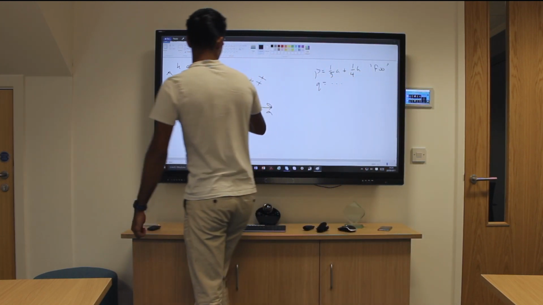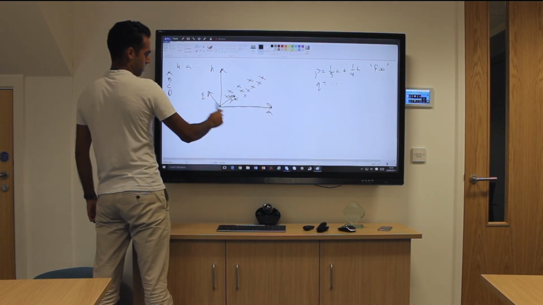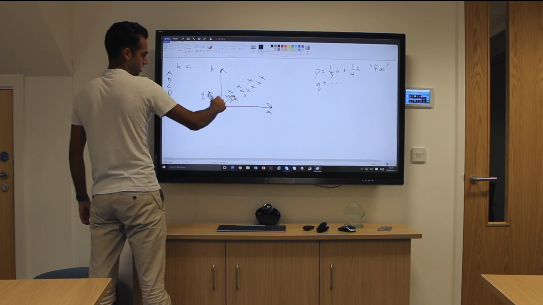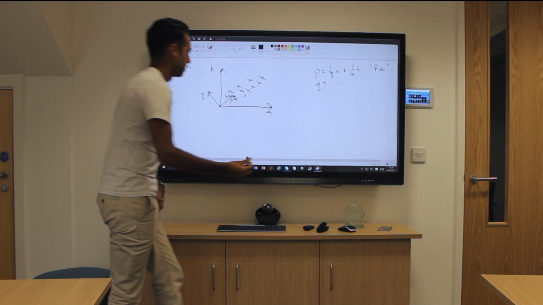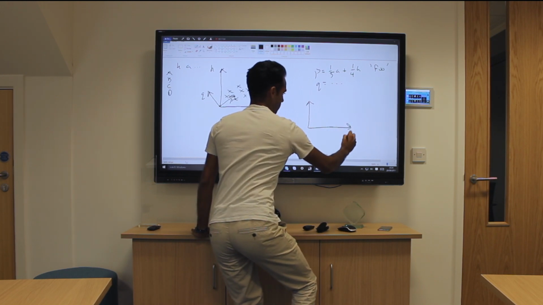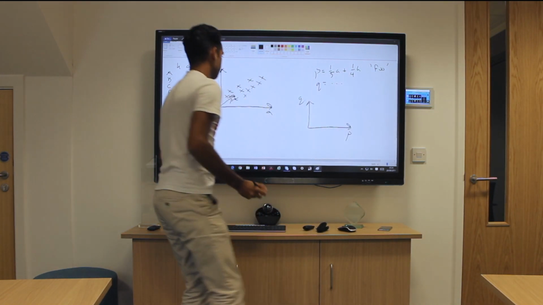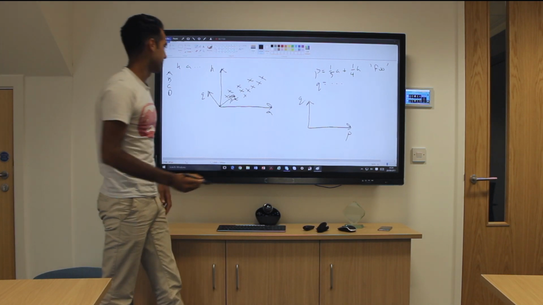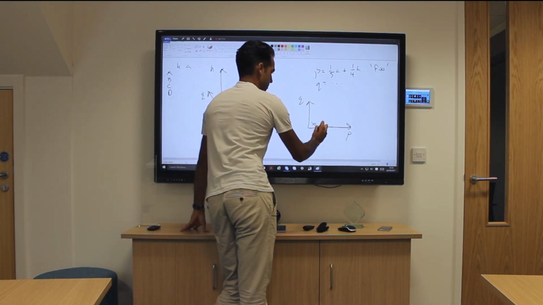And so now I'm going to draw what this looks like in the PQ basis. So if I now put P, I'm just going to rotate it so it's easier to see. What does this data now look like? It now looks like this.